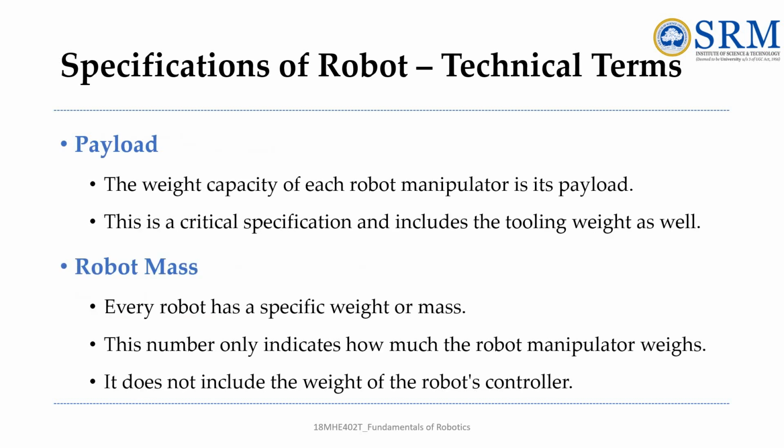Next, when we talk about payload, we are referring to how much weight a robot's arm can carry. This is an important number to consider, and it includes the weight of anything the robot is holding, like tools or objects. Now, the robot mass is simply how heavy the robot itself is, just the arm part. It doesn't include the weight of the robot's brain, which is the controller. So it's like knowing how much the robot's body weighs without counting the weight of its brain.